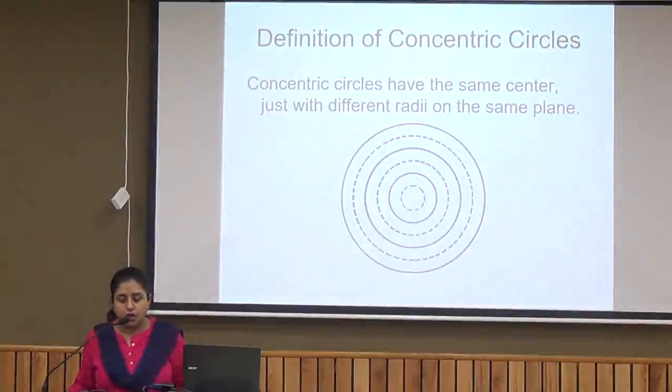Moving ahead, now we have concentric circles. We have seen concentric circles around us, and concentric circles are the circles which have the same center, just with different radii on the same plane. As you can see in this figure, there are so many circles drawn with the same center but with different radii, like the target board for a player who is playing shots.